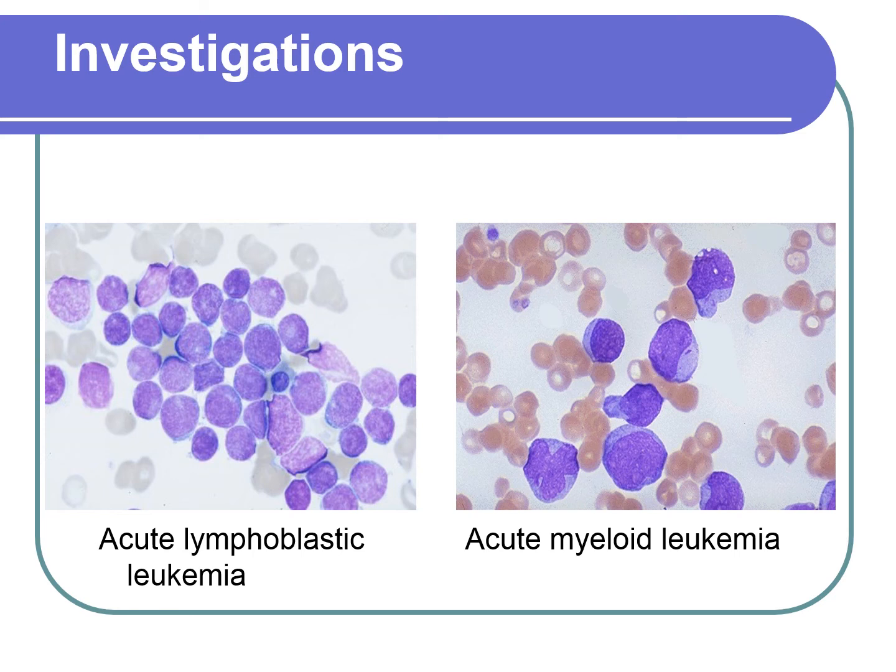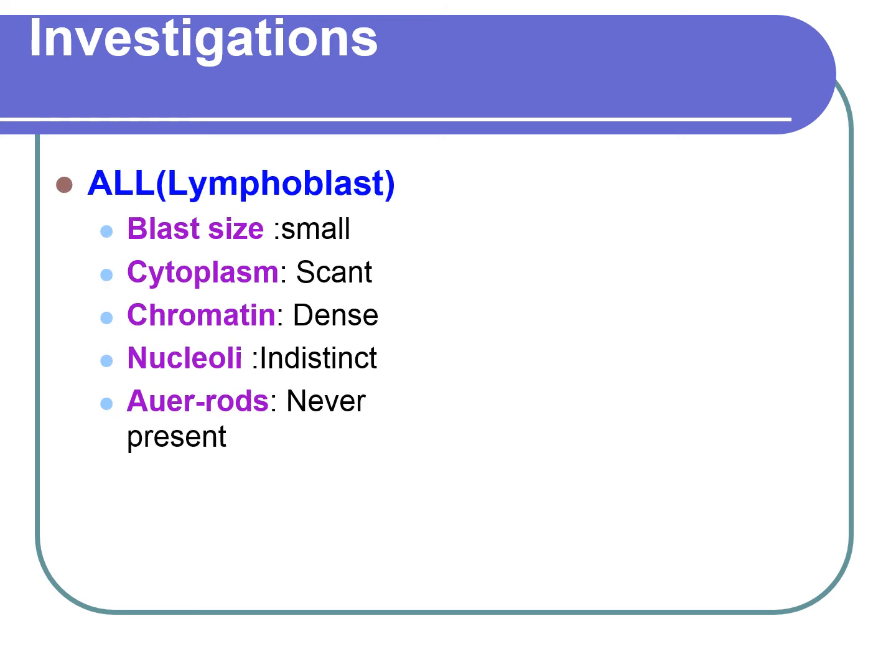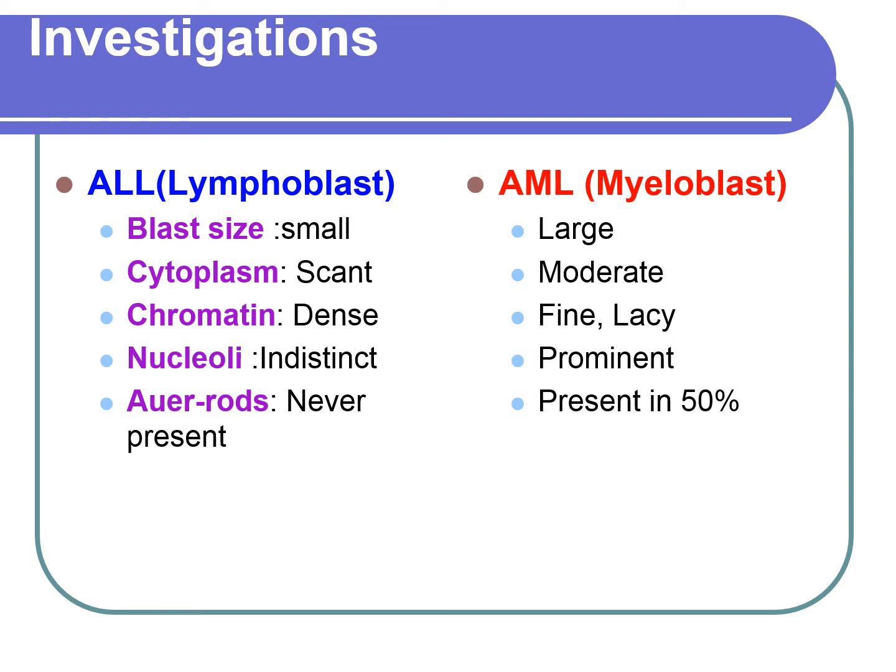This is just to show you how acute lymphoblastic leukemia looks and how acute myeloid leukemia looks. As you see, the normal lymphocytes are much smaller than the neutrophil or the myeloid series. The same happens for the blast cells. The lymphoblasts are a little bit smaller than the myeloblasts. Again, the lymphoblast will look smaller than the myeloblast.